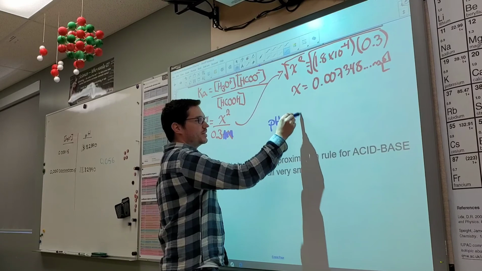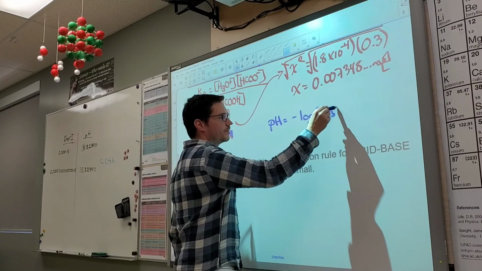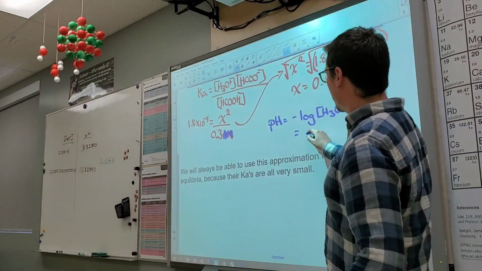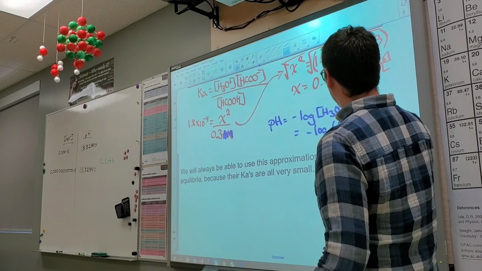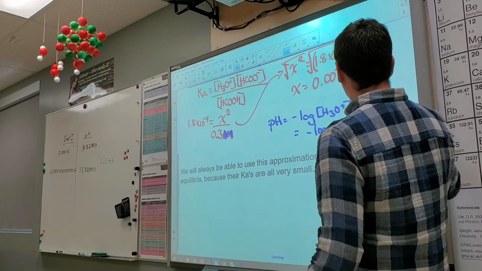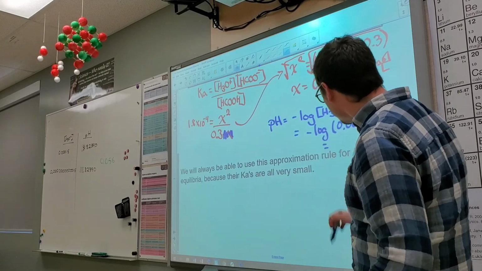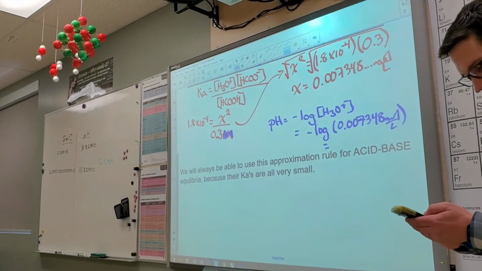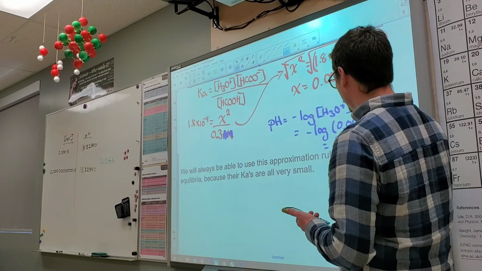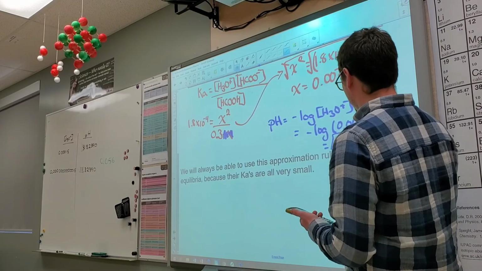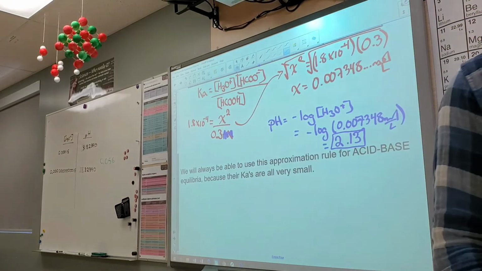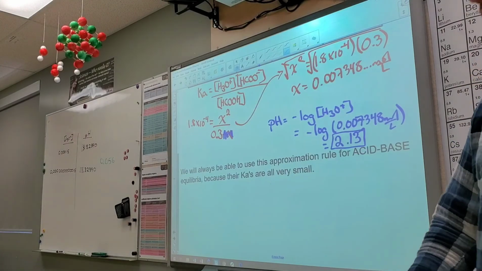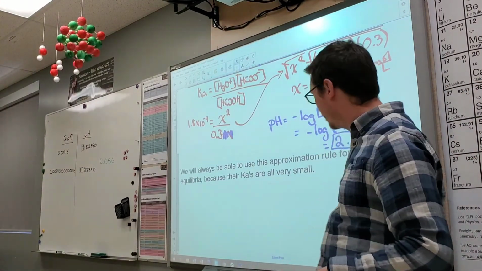pH is negative log of the hydronium. So we'll take the negative log of that number. And you should get 2.13. Is that okay? Is that what you got? I'm looking for reassurance. I'm like a tiny child. I need to be reassured at all points in time.